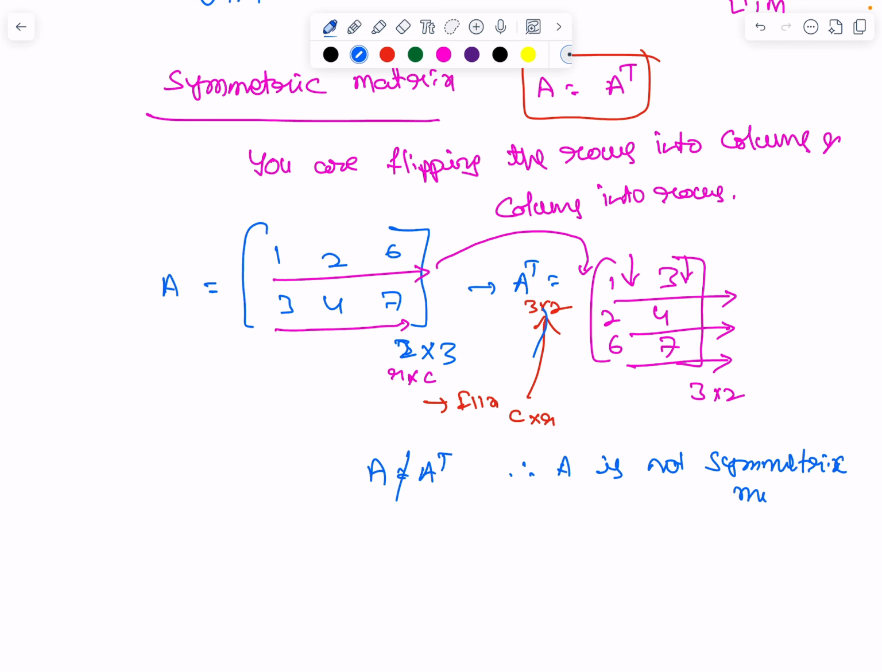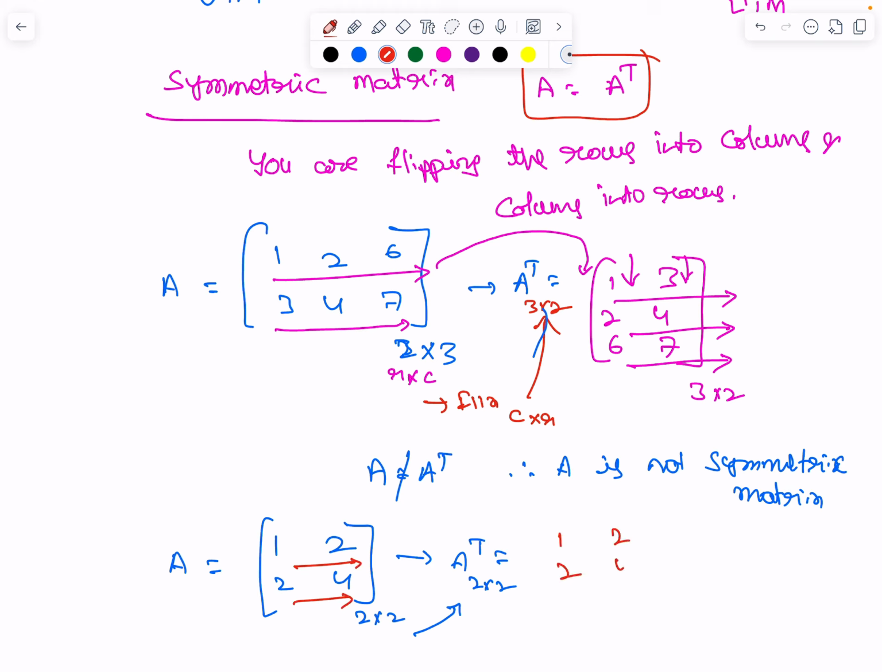Symmetric matrix example: A is equal to 1, 2, 2, 4. Then A transpose, it is a 2 by 2 matrix, and if you flip it, it is 2 by 2 only. The rows become columns, that is 1, 2 and 2, 4. Again the same. Therefore, A is equal to A transpose. You can conclude A is a symmetric matrix.